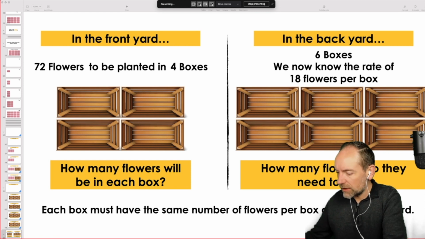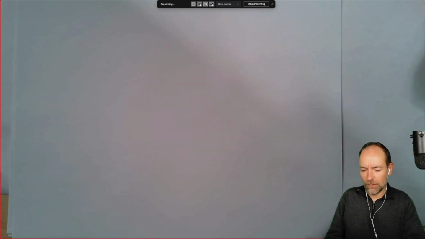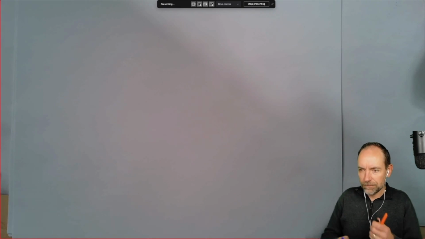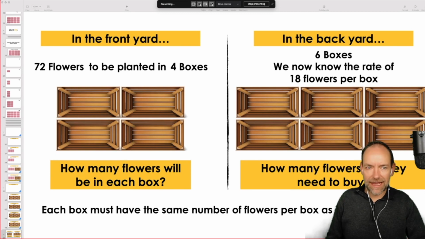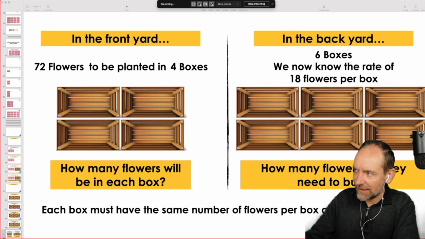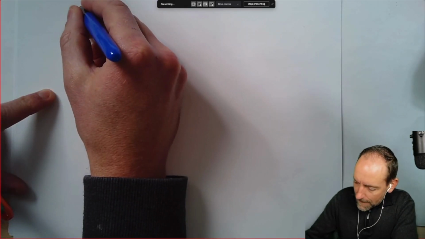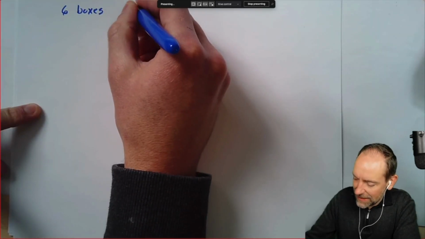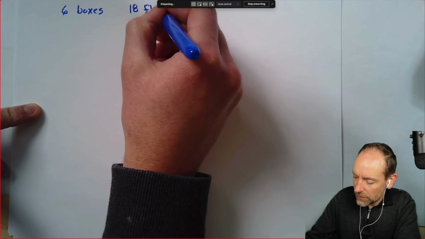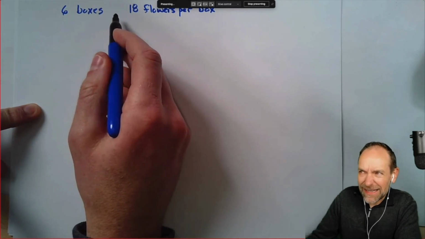Okay, so I'm going to pull up a nice clean sheet of paper here. And basically what I think I heard you say was, okay, well, I knew that I have 6 boxes and 18 flowers per box. So 6 is my parts or my groups. So I have 6 boxes and I have 18 flowers per box. And are we dividing these two values?